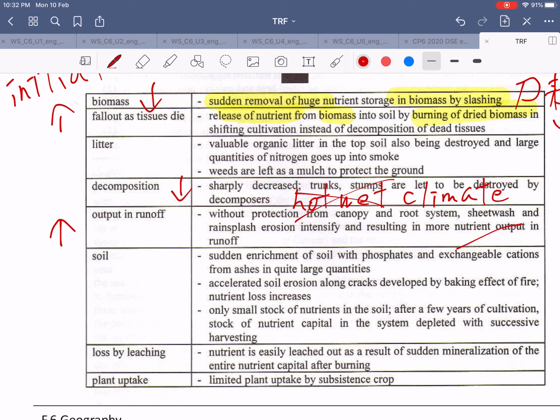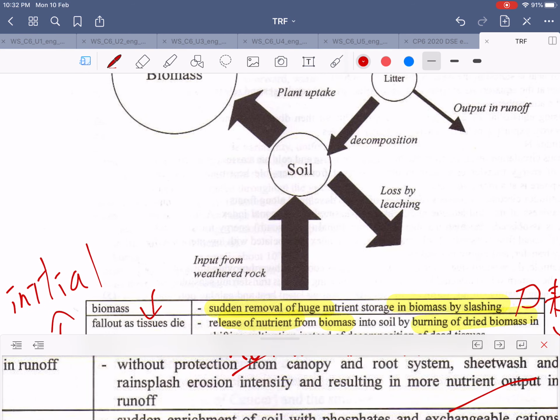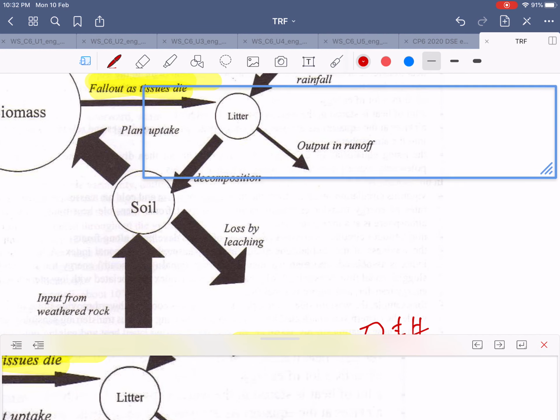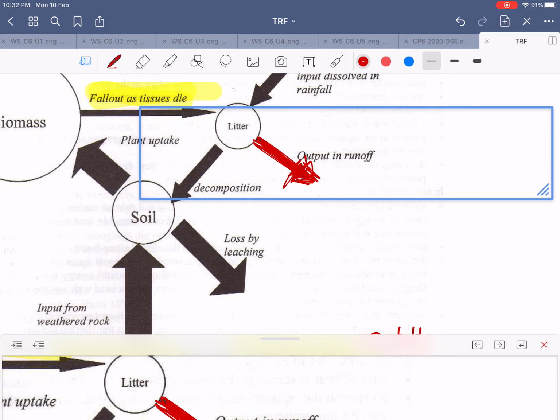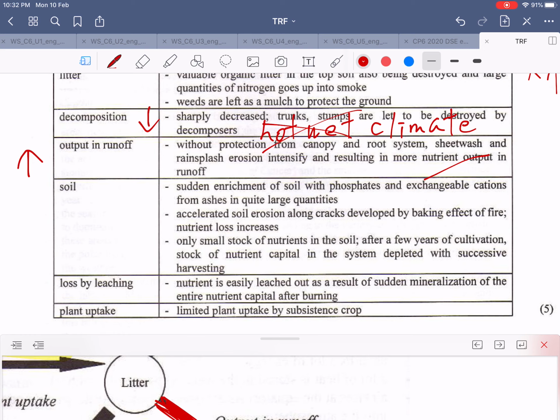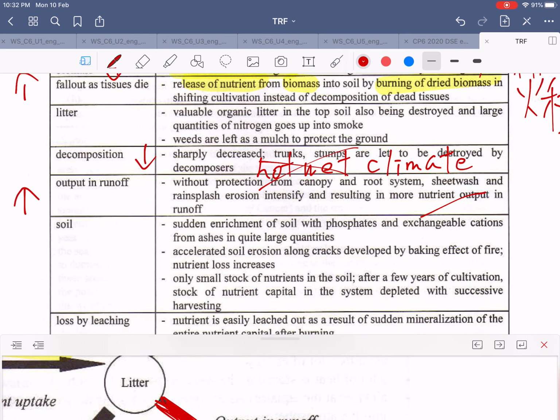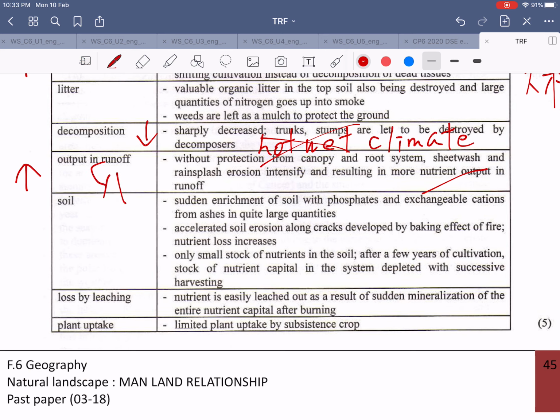Okay, how about the output of the run-off? Output of the run-off will be increased. So the nutrient cycling arrow should be larger for the output of the run-off. It will be a larger arrow. Okay, if it's deforested, why? Because without the protection from the canopy and also the woody system, the trees are all dead, no trees. The trees have been cut off, so low woods and low trunks can withstand the water, withstand the rain splash erosion. It will result in more nutrient output in run-off.